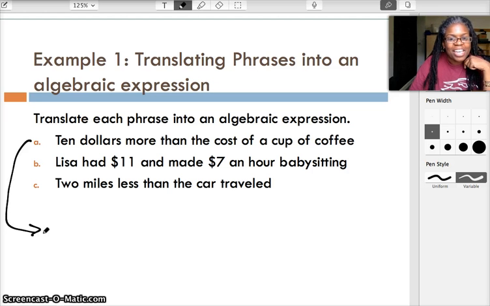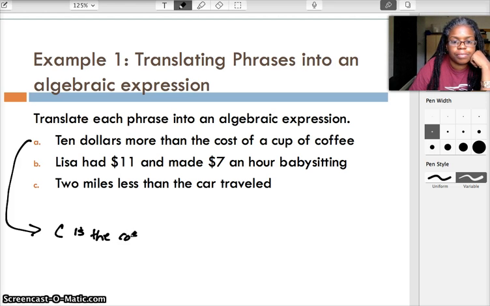All right, so here, the $10 more than the cost of a cup of coffee. Well, this is very similar to the little example we talked about. So we need to define the cost of the cup of coffee because that's the unknown piece. So I will say, let's use C again. C is the cost of a cup of coffee.